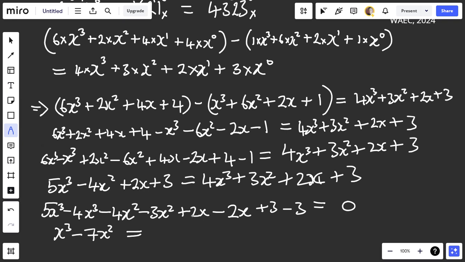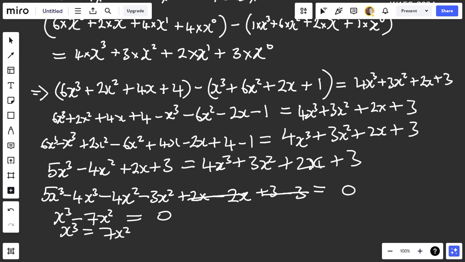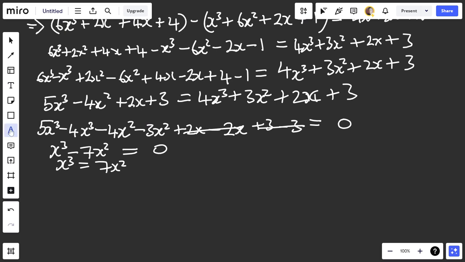So this one is gone and this one is gone. So we're left with this equals to 0. So when you take this on to the other side, x raised to the power of 3 will be equals to plus 7x raised to the power of 2. So let me write it out again. x raised to the power of 3 equals to 7x raised to the power of 2.